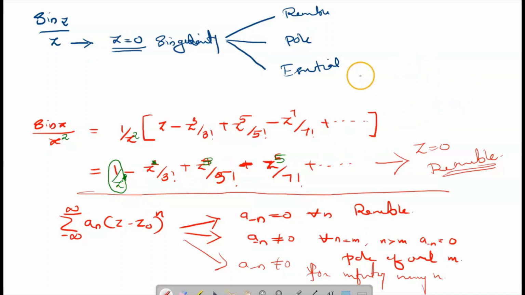That means for sin z by z square, z equal to 0 is a pole of order 1, that means a simple pole. Sin z by z has z equal to 0 as a removable singularity. Sin z by z square has z equal to 0 as a simple pole. Clear?